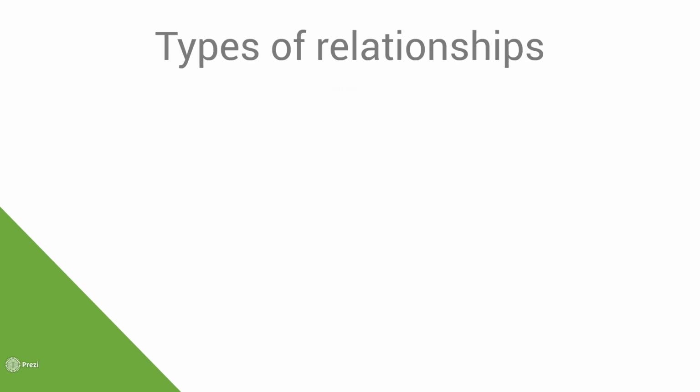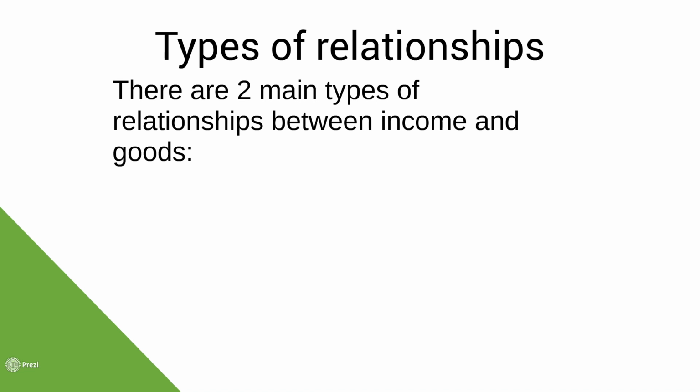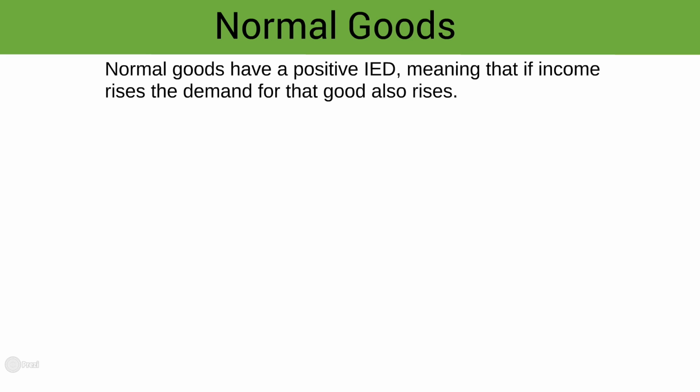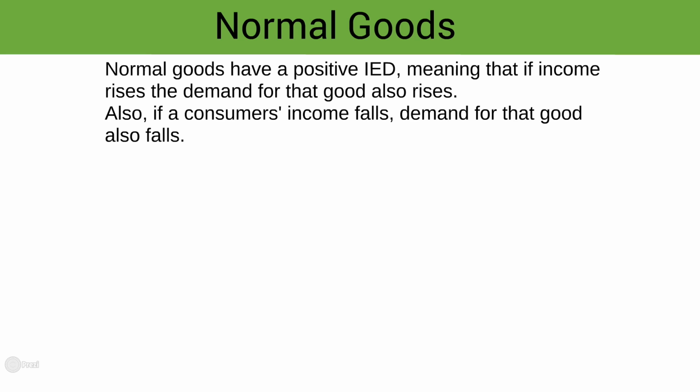There are two main types of relationships between income and goods. The first type is normal goods, and the second type is inferior goods. Let's first look at normal goods. Normal goods have a positive value for income elasticity of demand, meaning that if income rises, the demand for that good also rises. Also, if a consumer's income falls, the demand for that normal good also falls.